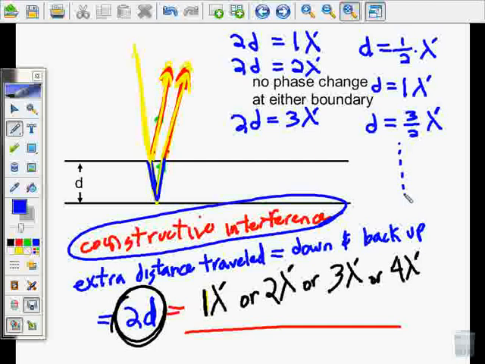But these are the thicknesses that would give us perfect constructive interference between the first reflection and the second reflection. You follow me, people? Take a quick 30-second break, and then let's look at another example.